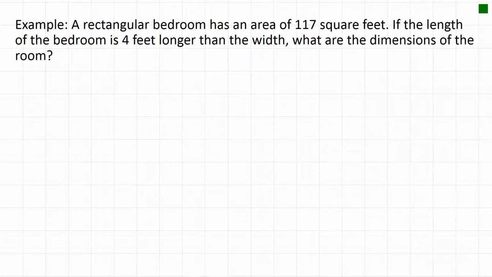Geometry examples are also common problems that can be solved with polynomial equations. So here's an example. A rectangular bedroom has an area of 117 square feet. So we're being told something. Area is 117 square feet. And we're also being told that it's rectangular. So think in your head about this formula. Area of a rectangle is length times width.